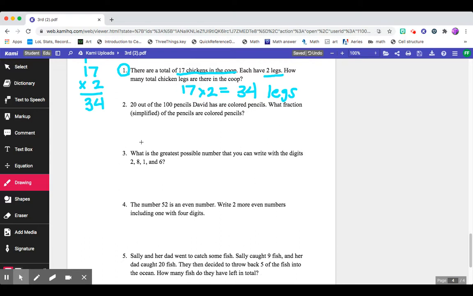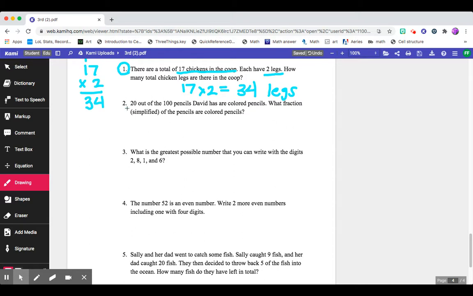Let's try number 2. 20 out of the 100 pencils David has are colored pencils. What fraction simplified of the pencils are colored pencils? So 20 out of 100 is colored pencils. What fraction simplified of the pencils are colored pencils?